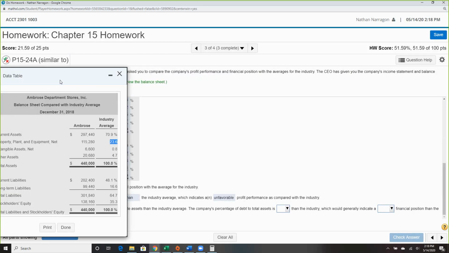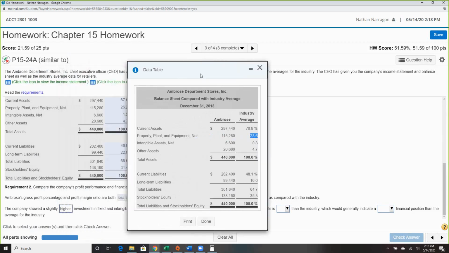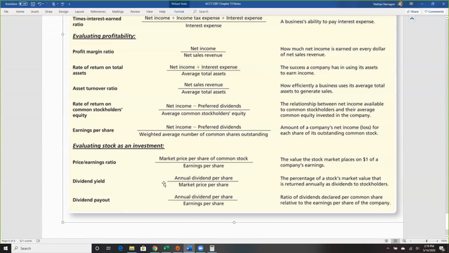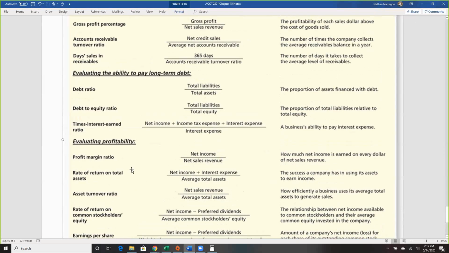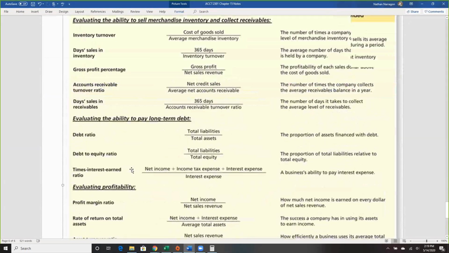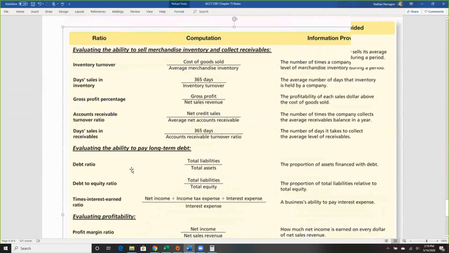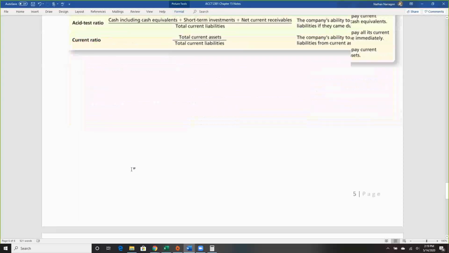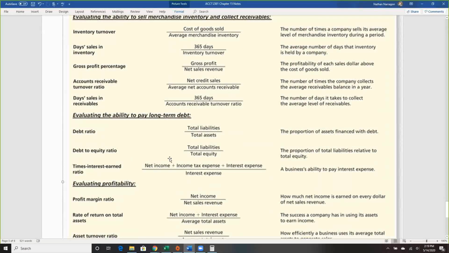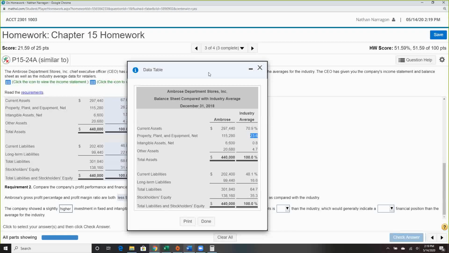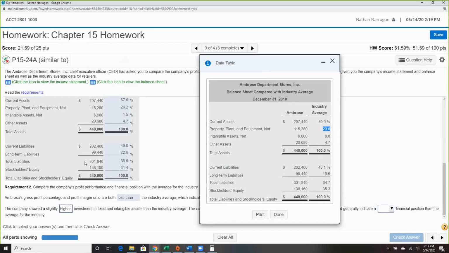So the percentage of debt to total assets is, so if you actually look at the formula for debt to total assets, actually I don't think that was the one. Is it up here? Actually, it's not. What's the same thing here? Basically, this is debt to equity, debt ratio, debt to total assets. Okay, so that's what's going on. So really, it's looking at this percentage.